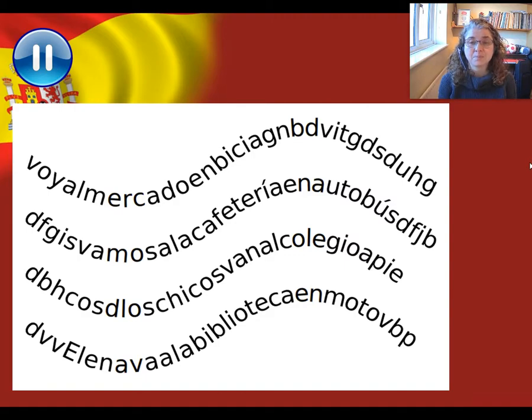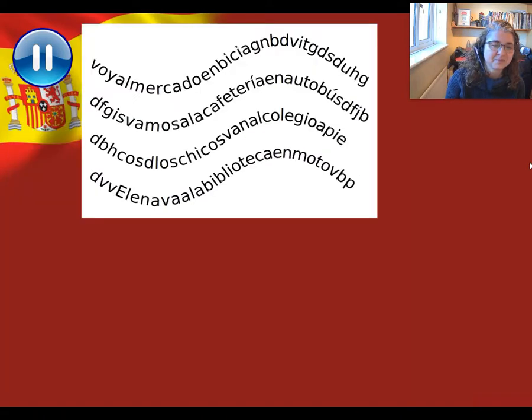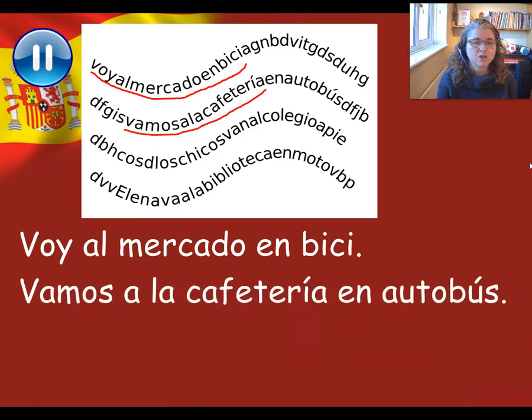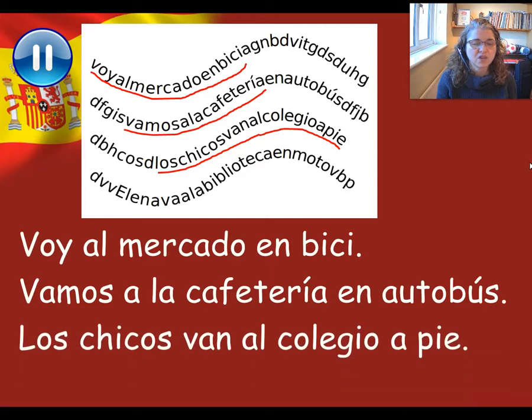Do you think you found them? Let's have a look. So, in the first wave, the sentence is just here and it says, Voy al mercado en bici. In the second wave, the sentence is just here. It says, Vamos a la cafetería en autobús. The third sentence in the third wave is this one here, and it says, Los chicos van al colegio a pie. Did you get the los chicos bit at the beginning?